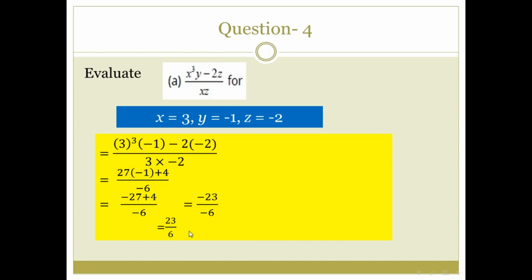If you want to write it in mixed form, we have to divide 23 by 6, then write the answer as quotient plus remainder over divisor. The second part of this question you can try to solve yourself. That's a very easy question. So after this, our second lecture of this exercise is also complete. Thank you very much and Allah Hafiz.